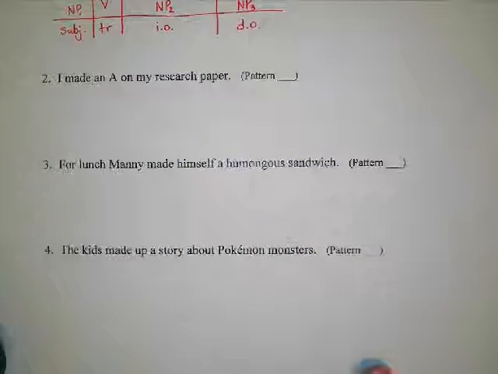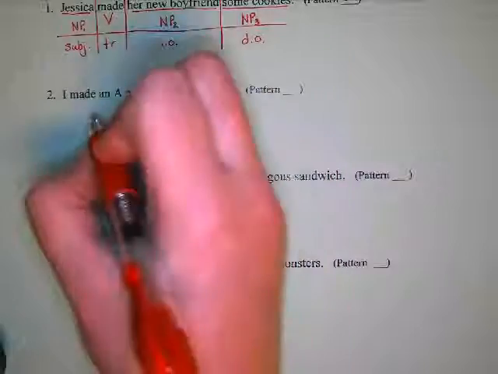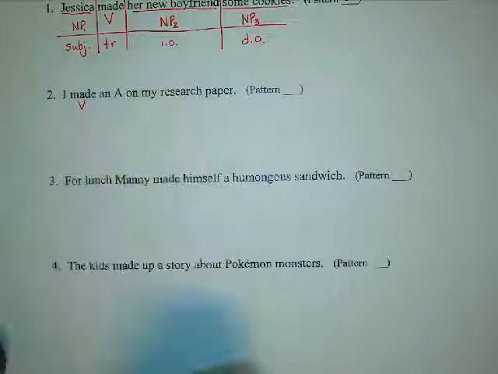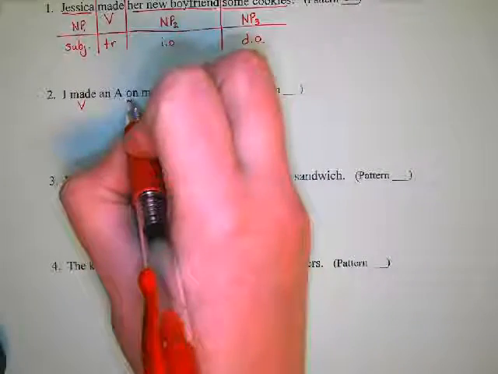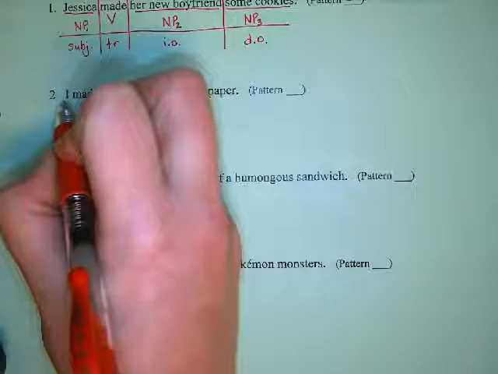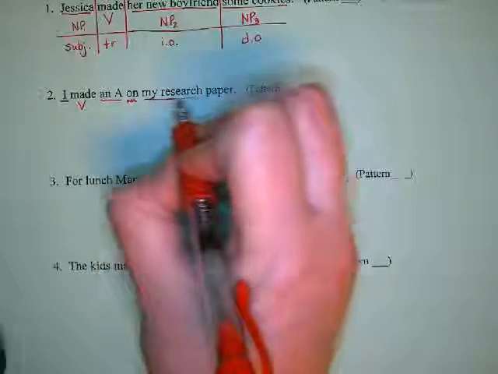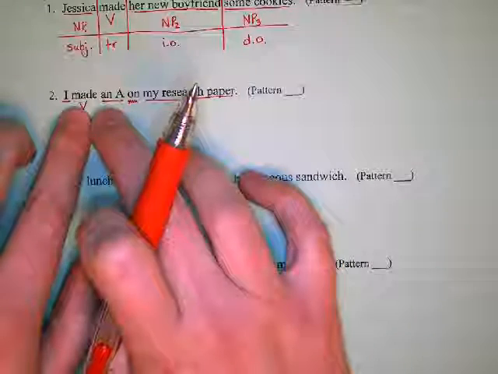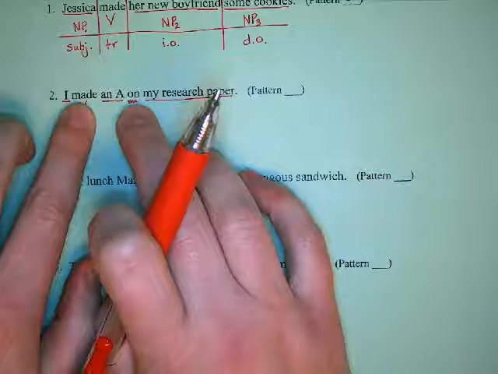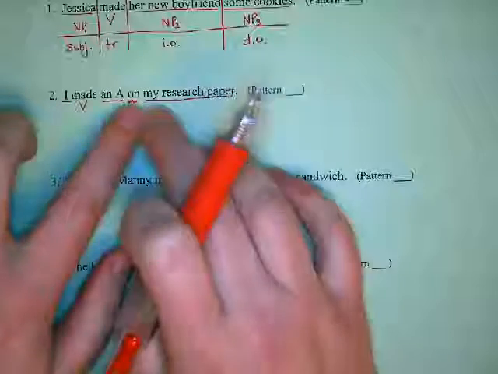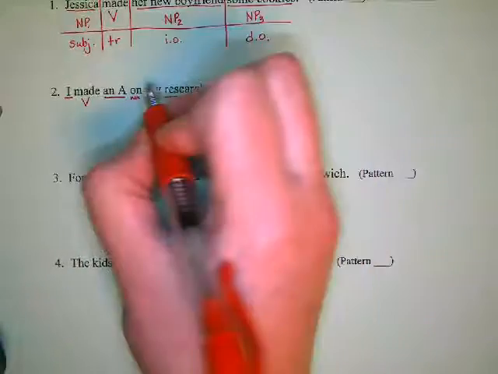I made an A on my research paper. So we say made is our verb. We do have a preposition, on. So when we look at our sentence, we have an A, I, even though it's a little one-word pronoun, still we're going to label it noun phrase. And then we've got a third noun phrase, my research paper. Remember when you have an entire noun phrase in between your verb and that preposition, it's not going to be a particle. So we have to decide, is on my research paper, is that a prepositional phrase? And it is.